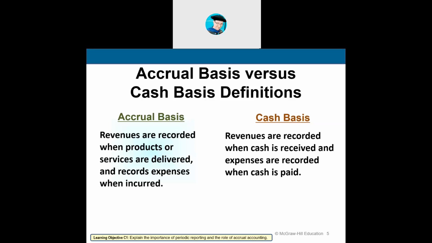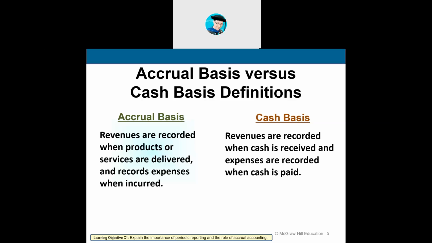Now let's look at accrual on the left side of the screen. Accrual based accounting. Accrual based accounting is more accurate. The reason why it's more accurate is because we record the revenue and expenses when it's earned or when it's incurred. Okay, what do I mean by that?